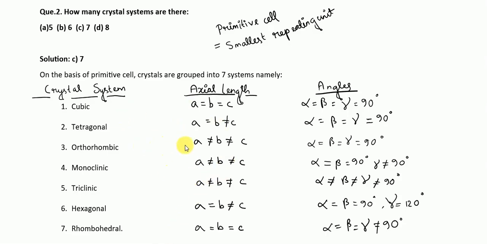So let's quickly recap. So we have 7 crystal systems, which are cubic, tetragonal, orthorhombic, monoclinic, triclinic, hexagonal, and rhombohedral. These systems classify all the different possible ways atoms can be packed in a crystal.